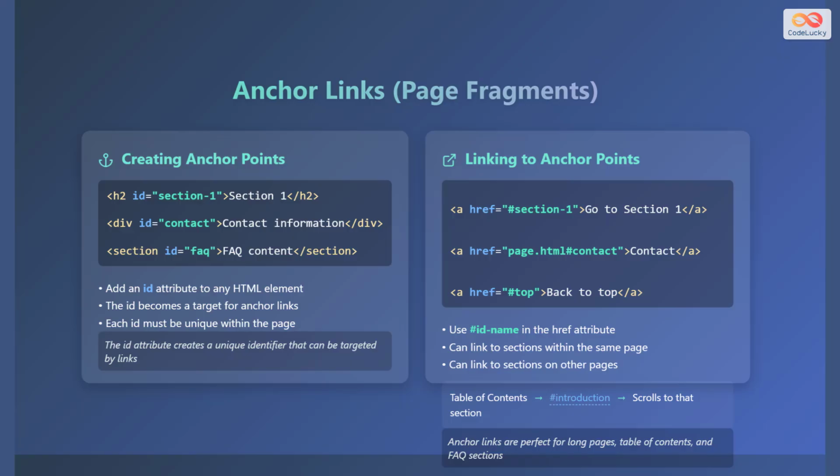To link to these anchor points, use the hash symbol followed by the ID name in the href attribute. This allows linking to sections within the same page, as well as sections on other pages. Anchor links are perfect for long pages, tables of contents, and frequently asked questions sections. A table of contents can link to #introduction and scroll to the corresponding section.